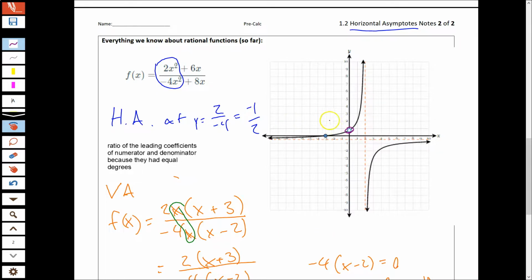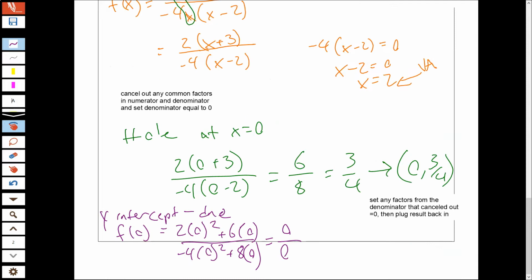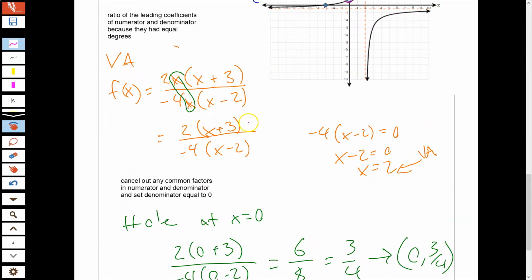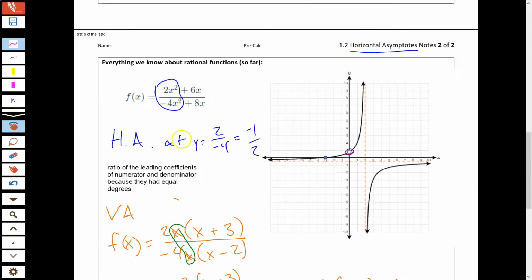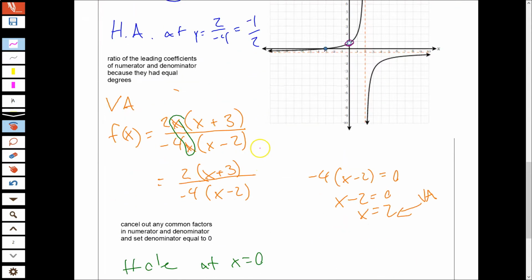While we're up here looking at the graph, notice I have an x-intercept at negative 3. So let's figure out how we get that x-intercept. Well, the x-intercept is where the whole function is equal to 0. So I could set my function equal to 0. But think about how fractions work for a second. 0 over anything is 0, right? So I actually don't need to worry about the denominator. I can just take that numerator and set it equal to 0.